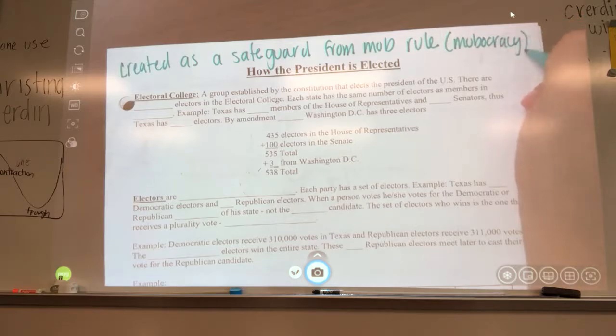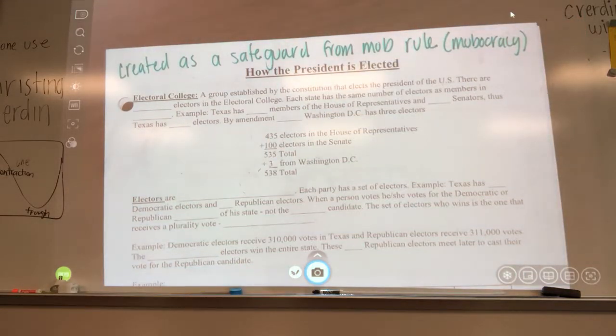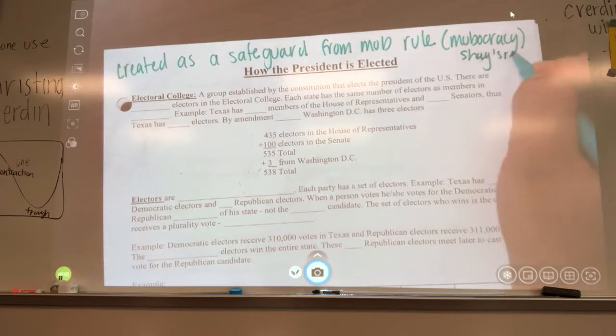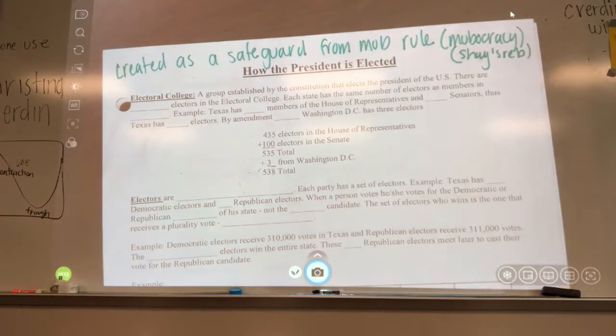Do y'all remember who this mobocracy is? What incident have we just experienced with mob rule? Shays Rebellion. I'm just going to put Shays Rebellion. I don't have enough room for Shays fully.